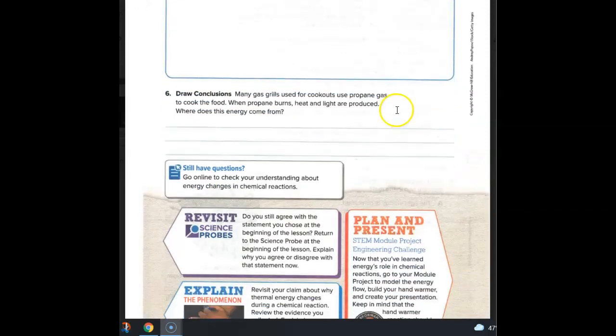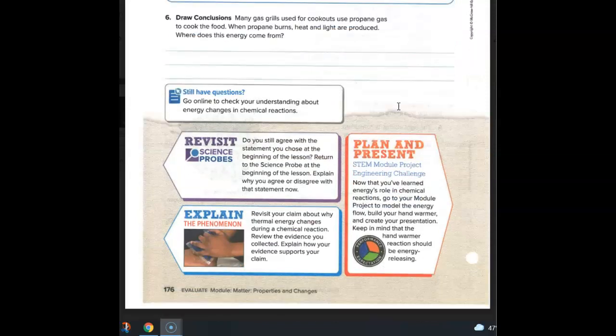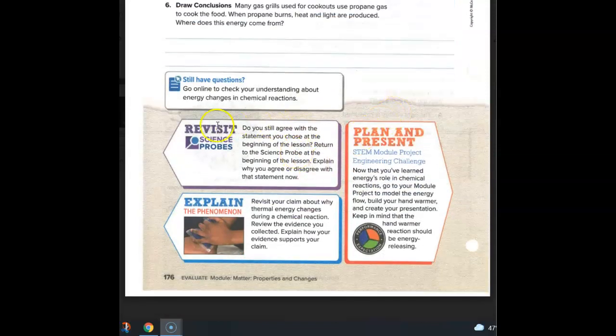Number 6, many gas grills used for cookouts use propane gas to cook the food. When propane burns, heat and light are produced. Where does this energy come from? Then you're going to go online and do Revisit the Science Probe on McGraw-Hill. Make sure that when you go back and look at the choice you made, you're thinking about, was I right the first time or not? And then say who you would agree with and why.